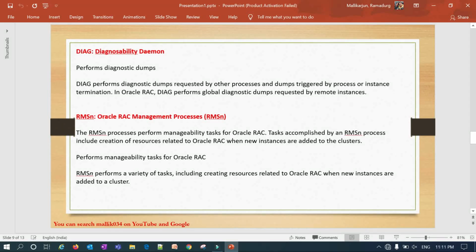This is basically a monitoring background process which will dump in case of any particular instance crash, instance termination, or node reboot. So this is a kind of background monitoring process. The DIAG process is also available in standalone databases and in ASM, everywhere. In RAC also, DIAG, the Diagnosability Daemon, is one of the background processes.